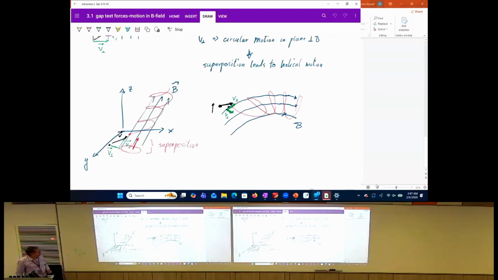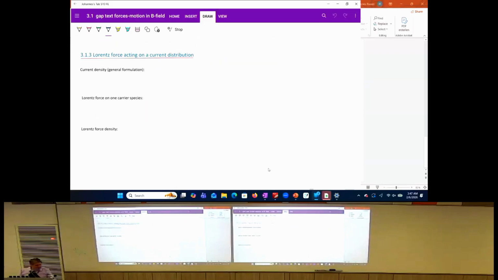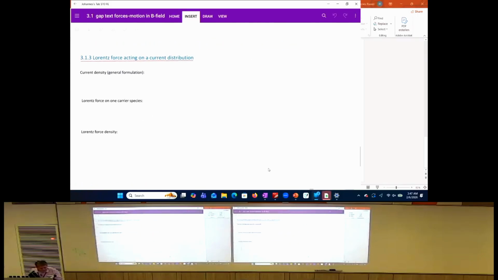This simplified version was to get the solution in Cartesian coordinates and have the B field all aligned with Z, but of course you can have that arbitrarily aligned. So this is what we discussed yesterday. And now I would like to also talk about what happens when you actually have a current distribution. Then you also have the Lorentz force acting on the charges, of course.